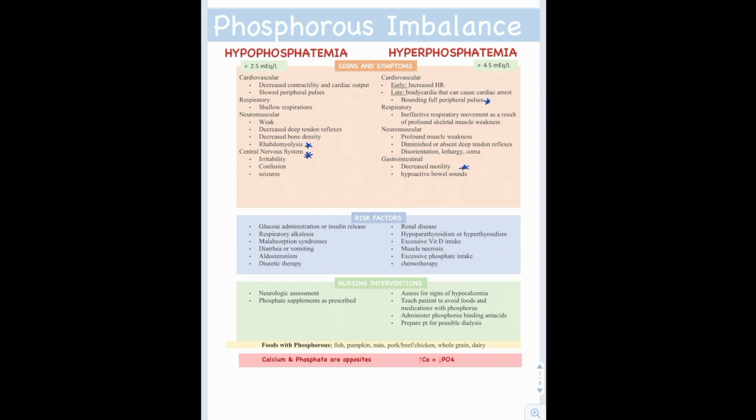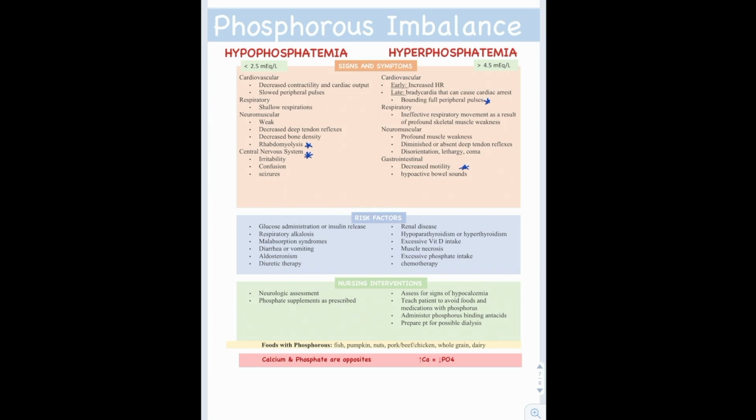Risk factors for hypophosphatemia are glucose administration or insulin release, respiratory alkalosis, malabsorption syndrome, diarrhea, vomiting, aldosteronism, and diuretic therapy. And risk factors for hyperphosphatemia are renal disease, hypoparathyroidism or hyperthyroidism, excessive vitamin D intake, muscle necrosis, excessive phosphate intake, and chemotherapy. Nursing interventions for hypophosphatemia are neurological assessments and phosphate supplements as prescribed.